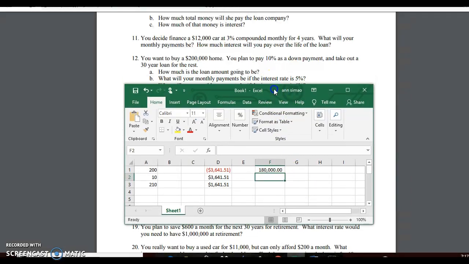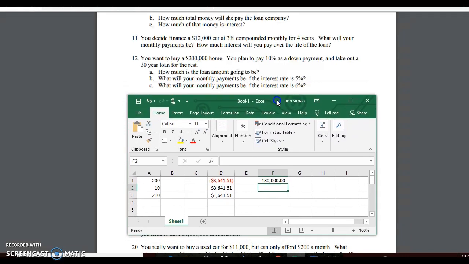For part 2, what will the monthly payments be if the interest rate is 5%? And then the second part is what would the monthly payments be if the interest rate is 6%? So just like we had that equals FV for future value, we have equals PMT for payment. Once I open those parentheses with Shift 9, it automatically tells me right underneath here what I need to put in each of the places.